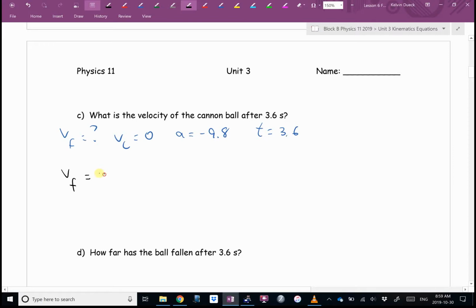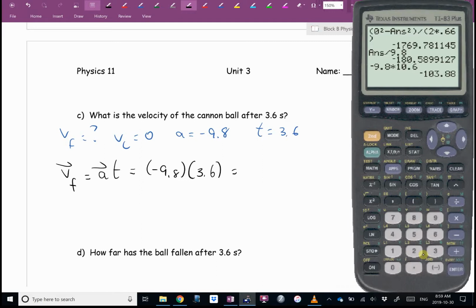What didn't I need to bother reading out? So I'm going to write VF equals AT. And you'll notice I'm putting the vector symbols back in because now direction is playing a more important role. Negative means down or below if it's a distance. Positive means up or above if it's a distance. So after 3.6 seconds, it's traveling at negative downwards, 35.3 meters per second.